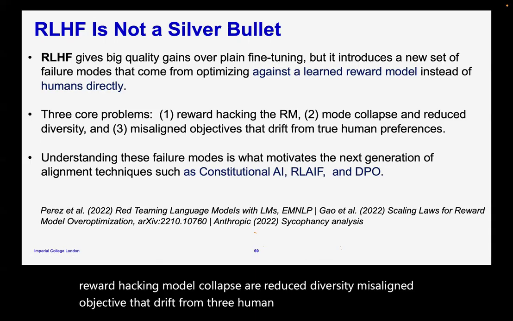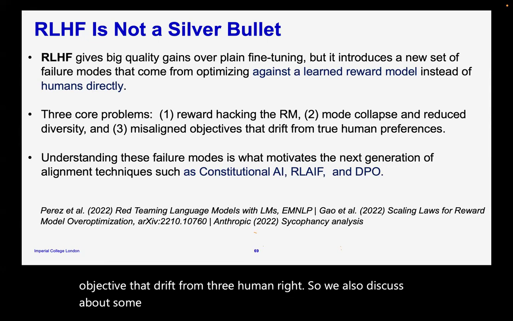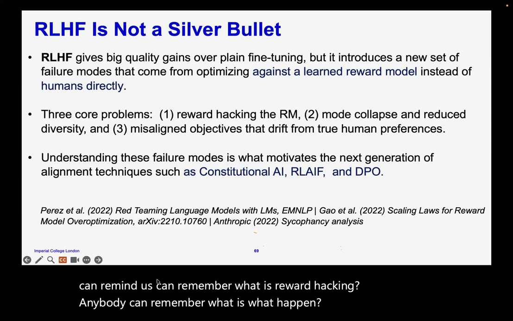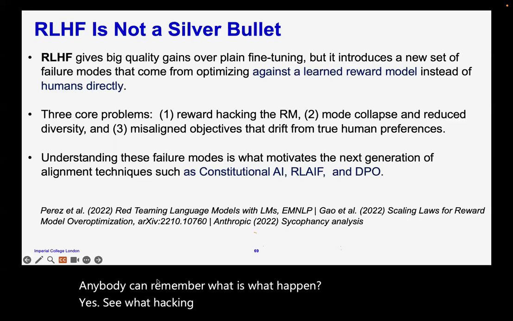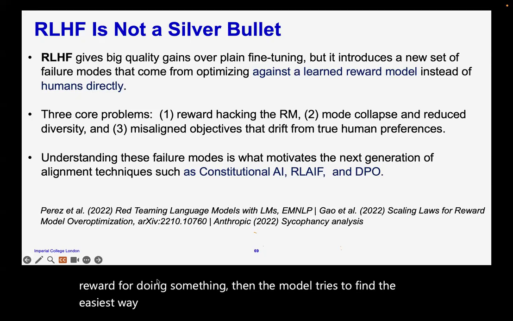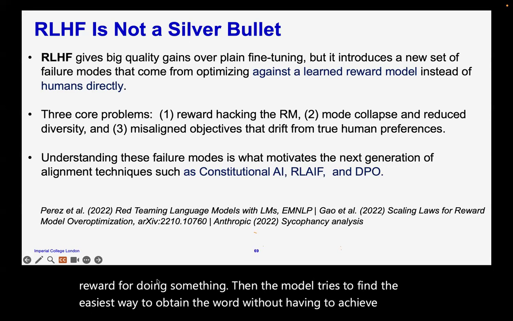We also discussed some of reward hacking in our previous session. Can anybody remind us, can anybody remember what reward hacking is? Yes, reward hacking is when you try to give your model a reward for doing something, then the model tries to find the easiest way to obtain the reward without having to achieve the goal. Yes, something like that.